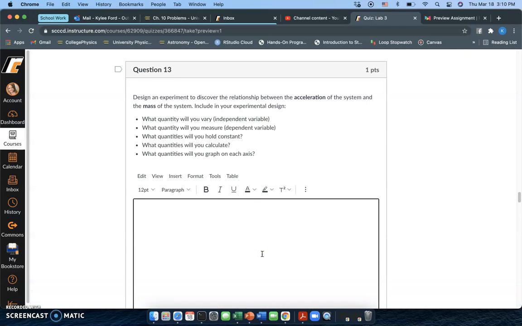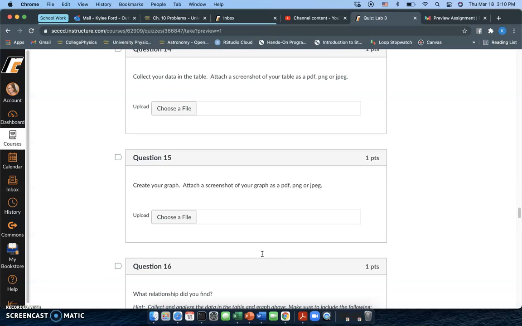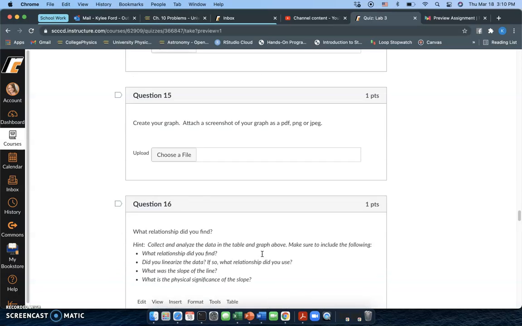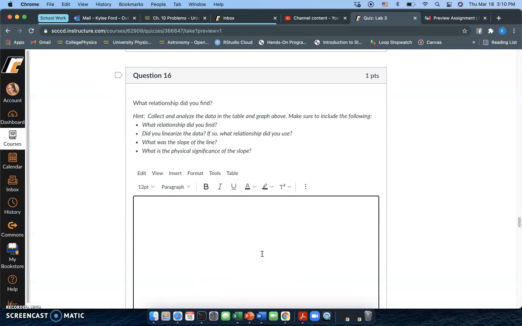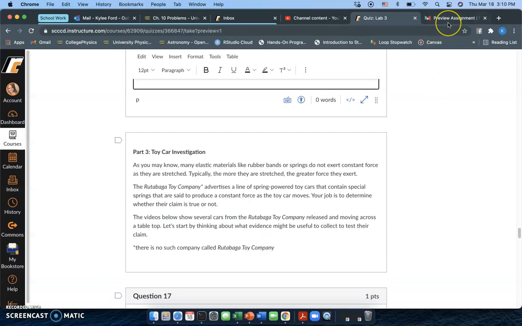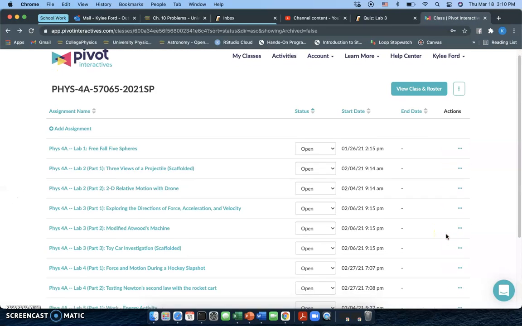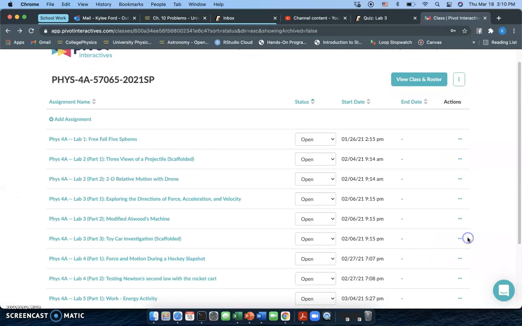After that experiment is done, you'll do one more experiment, and that one is to discover a relationship between acceleration and mass of a system. So go ahead and design another experiment, collect your data, create a graph, and write down what relationship you found. And that's it for the second part. So let's go to the third and final part.